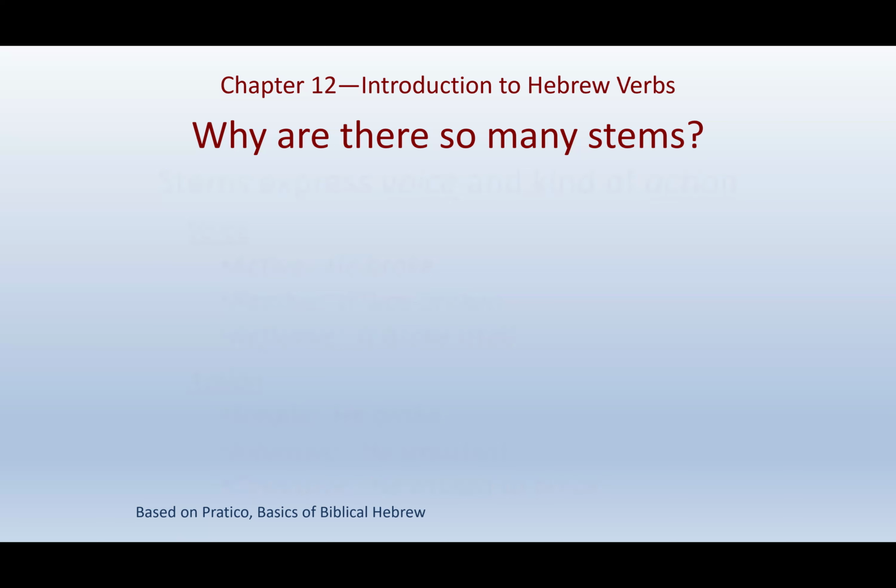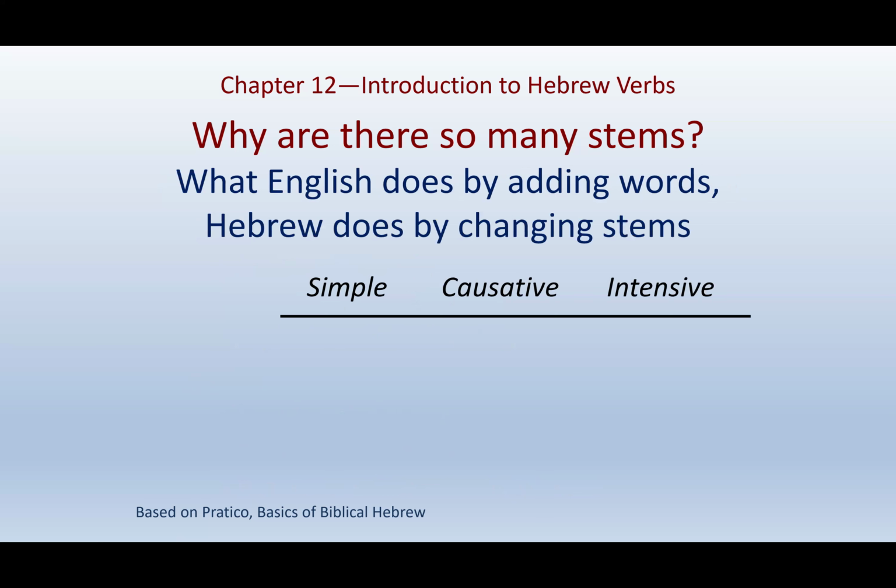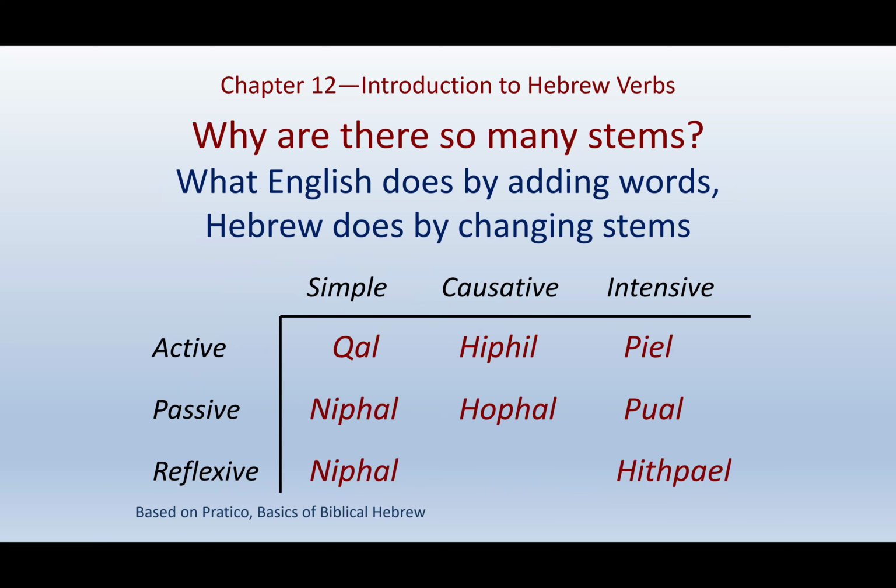And so we put those together. What English does by adding words, Hebrew does by changing stems. So we have the types of action: simple, causative, and intensive. And we have the voice: active, the subject is doing it; passive, it's happening to the subject; or reflexive, the subject is acting upon themselves in some way. And so this is the way that breaks down. Notice that Niphal does double duty sometimes. So, was David hidden, or did David hide himself? If it's Niphal, it could be translated either way.